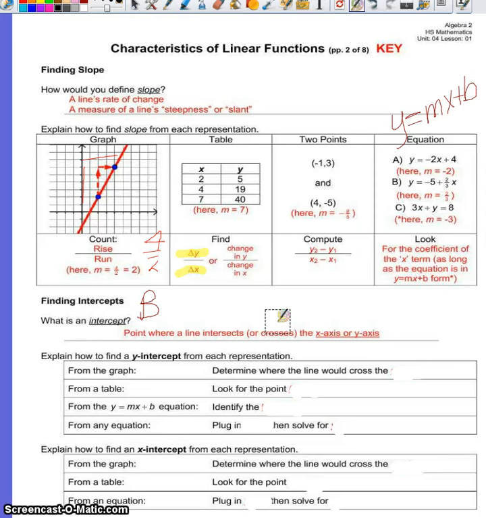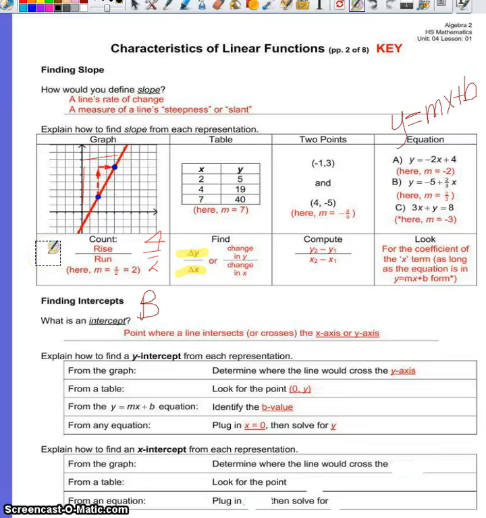So we want to explain how to find a y-intercept from each representation. If I'm looking at a graph, I'm going to look at where it crosses what? Correct, the y-axis. If I'm looking at a table, I'm going to look for the point where what is 0? And my y-intercept, what will be 0? That would be correct, my x. If I'm looking at the equation, it's going to be my b value. And if I'm looking at any equation, can I plug in x for 0 and then solve for my y? Plug in x for 0 and solve for the y.